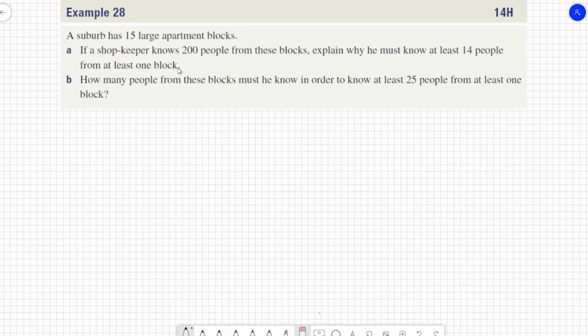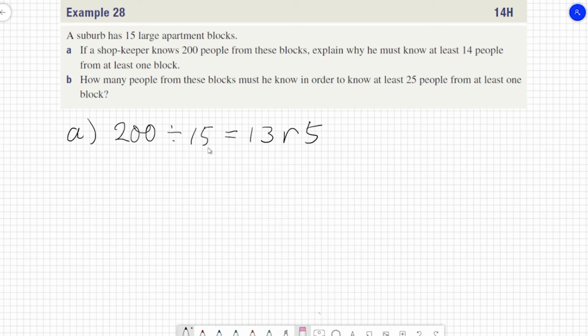To show that this guarantees it, that 200 people from the blocks guarantees that he knows at least 14 people from at least one block, we can once again go back to the worst case scenario. What if all 200 people are evenly distributed among these 15 blocks? So 200 divided by 15 equals 13, remainder 5.